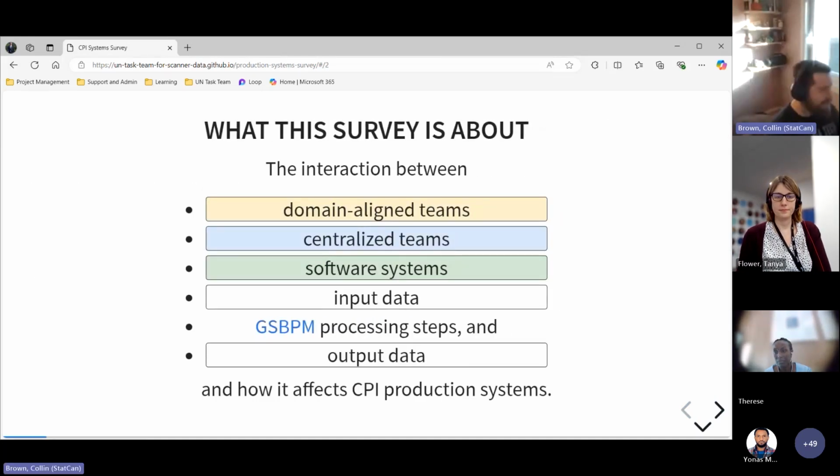So in short, the survey is about quite a complicated, what you would maybe call a socio-technical system, meaning a lot of technical components, a lot of people, and a lot of interactions between those. What more precisely that entails is teams. I'll explain these concepts later in the presentation, but what we would call a domain-aligned team, a centralized team, software system, so I'll talk about that as well, and then how these components relate to the flow of work in a data workflow, where you go from raw inputs all the way to some final output. And in this case, the consumer price index for our purposes.